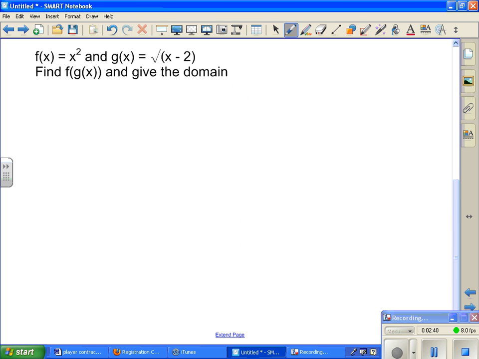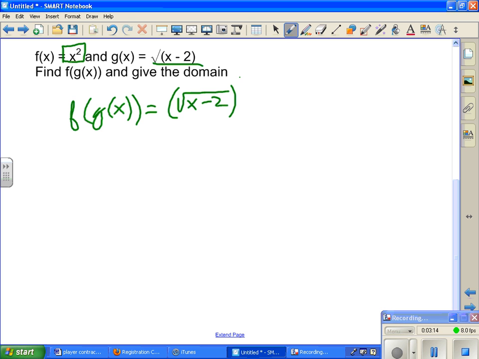Another example here. f of x is x squared. g of x is the square root of x minus 2. They want us to find f of g of x and find the domain. So that means I need to take f of x and plug in g of x, and make sure everything works. So f of g of x equals, well, f of x is x squared, but I'm going to plug in g of x for x: the square root of x minus 2, squared.